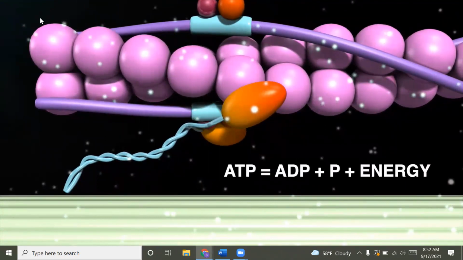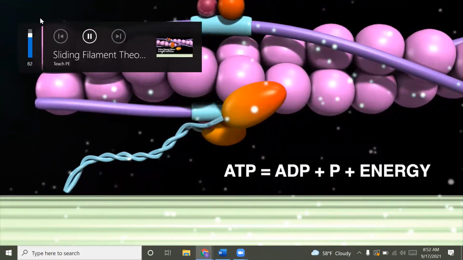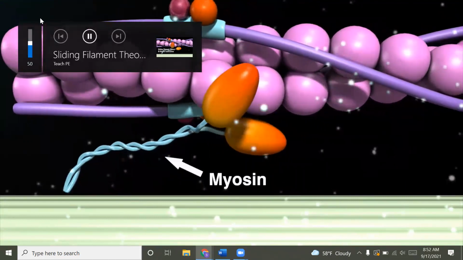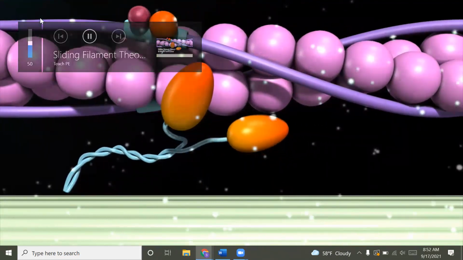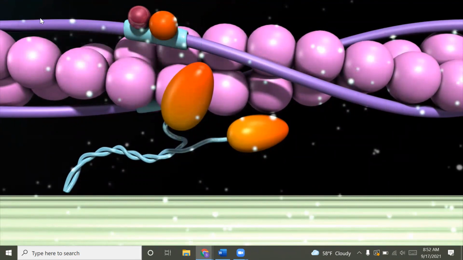The breakdown of ATP releases energy, which enables the myosin to pull the actin filaments inwards. This is what's happening, the muscle contracting. Contract the muscle real quick. Squeeze a fist. Like, make a muscle in your bicep. This occurs along the entire length of every myofibril in the muscle cell. This is what's happening.